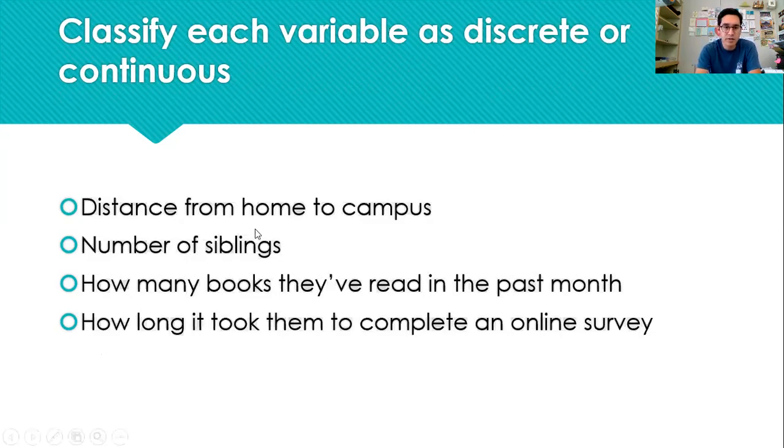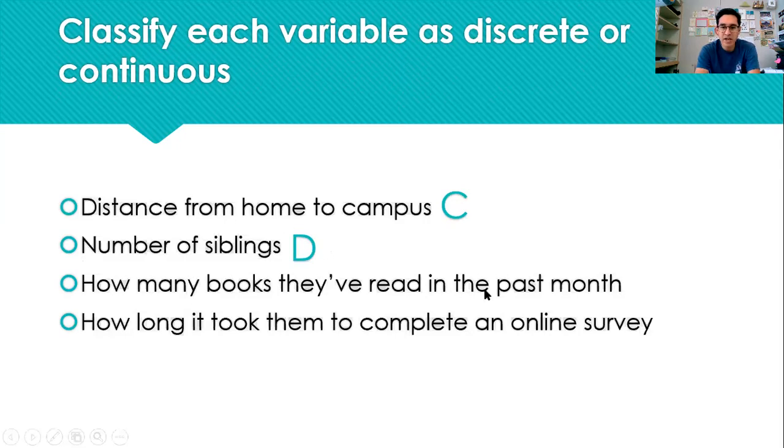Distance from your home to school. Normally we would measure this in miles or kilometers. The units here don't matter, but the idea is that we're going to measure it, so that's going to be continuous. Number of siblings: we would just count. I've got 0, 1, 2, 3. Usually discrete variables take on integer values only, though they could take decimal values like shoe size. I wear a 5, a 5.5, 6, 6.5. But normally, if it's discrete, it's generally going to be an integer value.